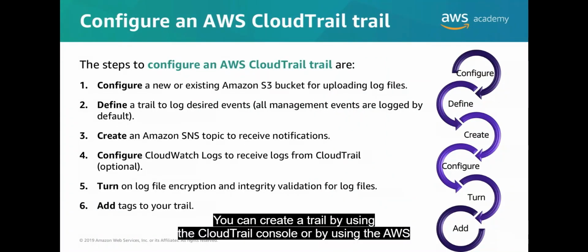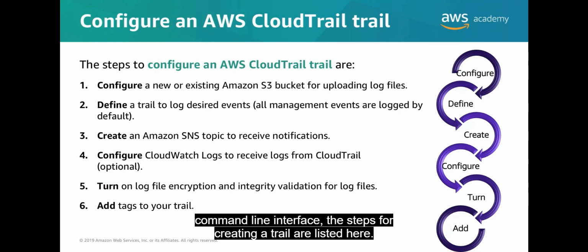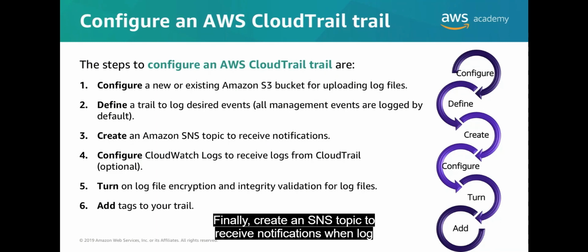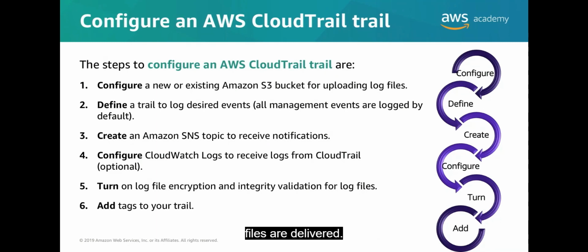You can create a trail by using the CloudTrail console or by using the AWS command line interface. The steps for creating a trail are listed here. First, you create an S3 bucket or specify an existing bucket where you want to store the log files. Then, configure your trail to log read-only, write-only, or all management and data events. By default, trails log all management events. Finally, create an SNS topic to receive notifications when log files are delivered.